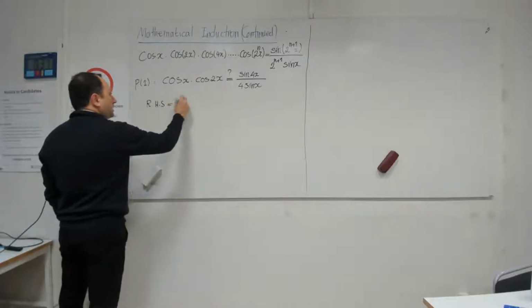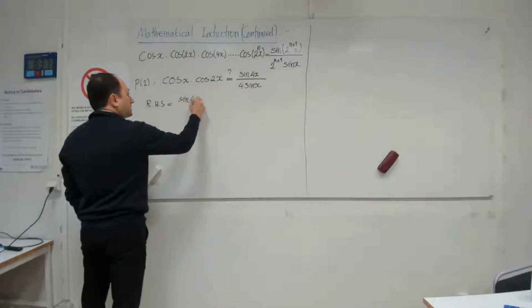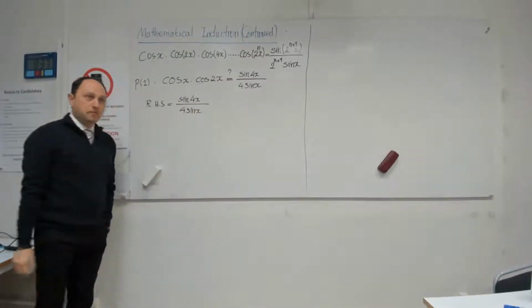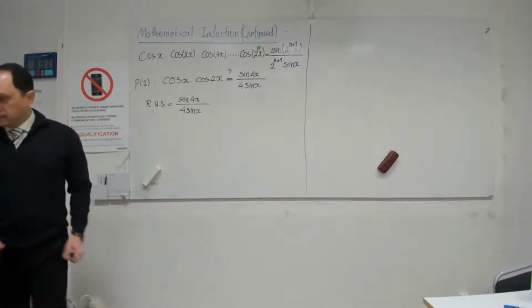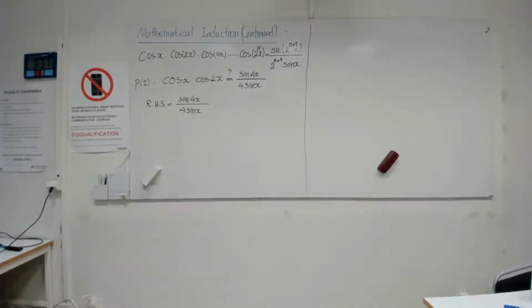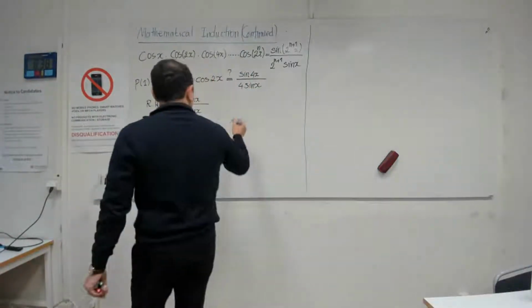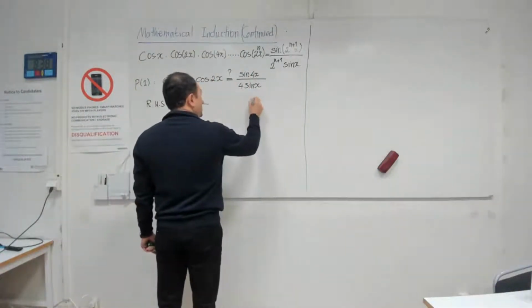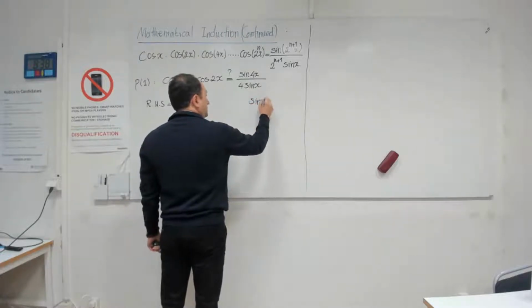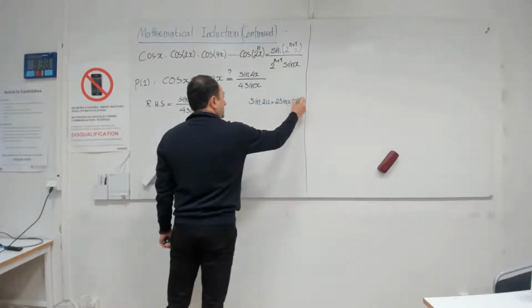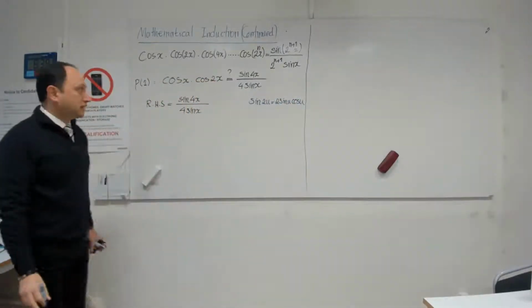It's equal to sine 4x divided by 4 sine x. But if you remember, we had a formula in Math 4 that sine 2u is equal to 2 sine u cosine u. Do you remember? That is the double angle formula.